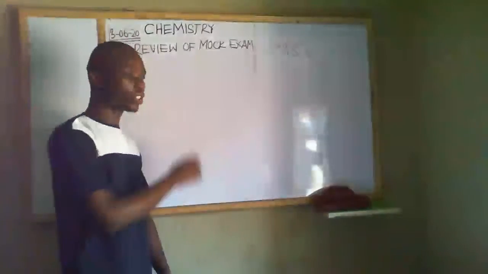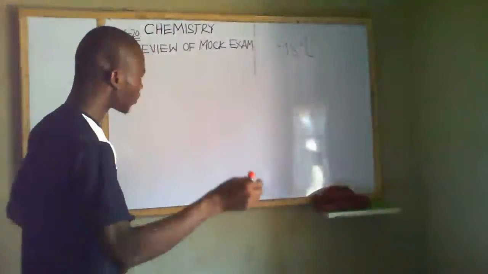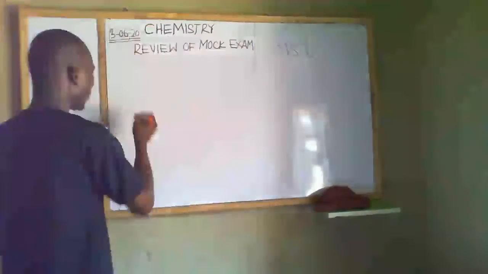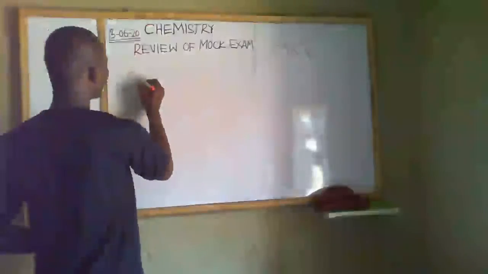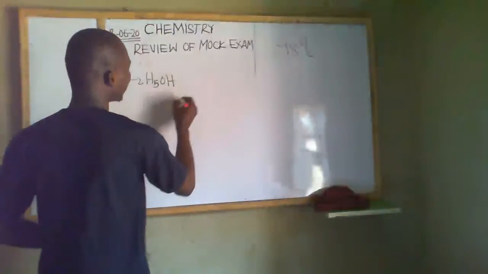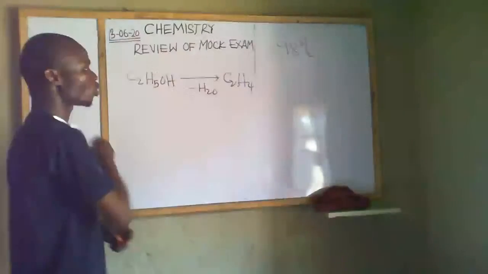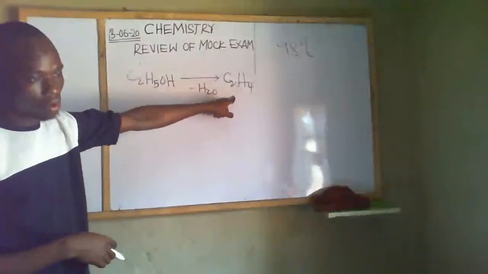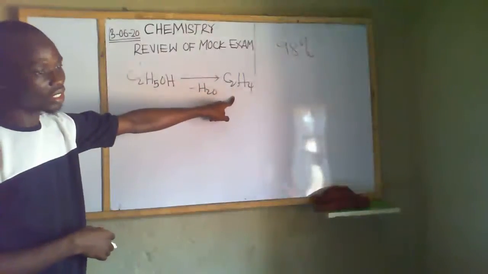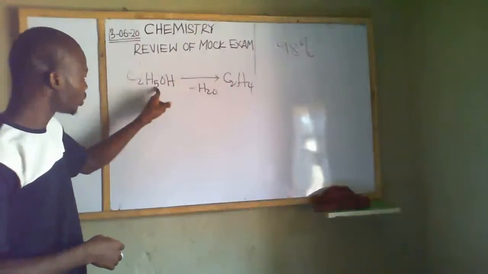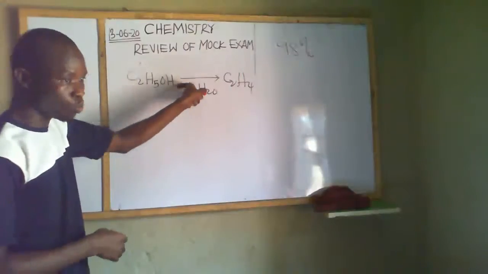For example, we have a derivation of ethanol, C2H5OH. Now, we said removal of water. Let's minus water. It is a different class of compound, can you see? It has changed its chemical nature. It has changed the functional group, and as a result, it has changed the chemical nature.